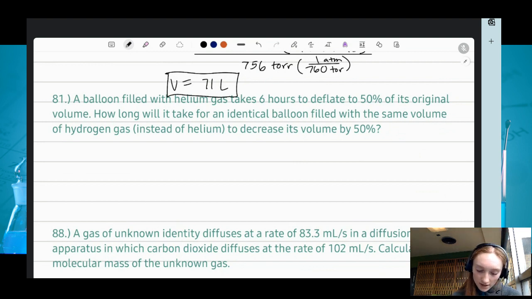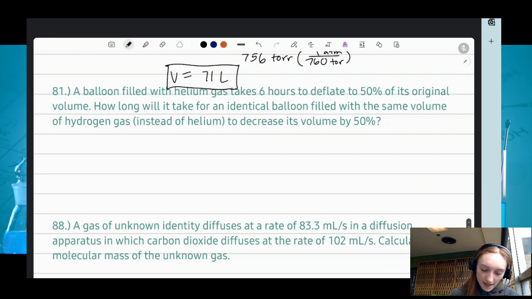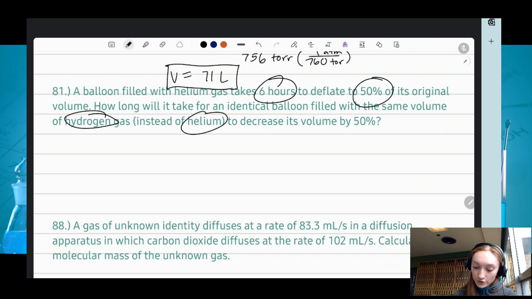So now let's read this one. 81 says, a balloon filled with helium gas takes 6 hours to deflate to 50% of its original volume. How long will it take for an identical balloon filled with the same volume of hydrogen gas instead of helium to decrease its volume by 50%?